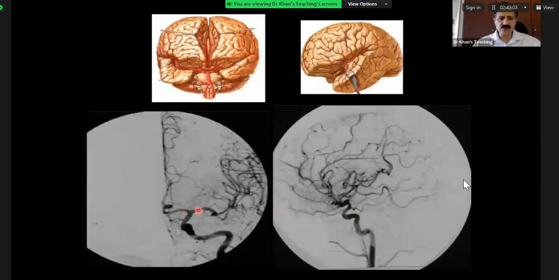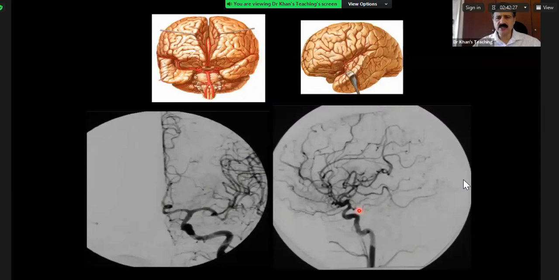Now, the MCA has got 4 portions. I'm not going to teach you in detail. This is known as the M1 segment, the horizontal segment, then M2, M3 and M4 here. And ACA has got this A1 and then the A2. So this is the AP view, and this is the lateral view. This is the cavernous portion where I am pointing out. This is the supraclinoid. This artery is very critical for you. This is the PCOM, the posterior communicating.